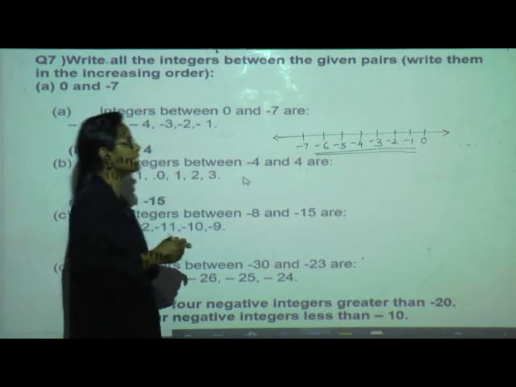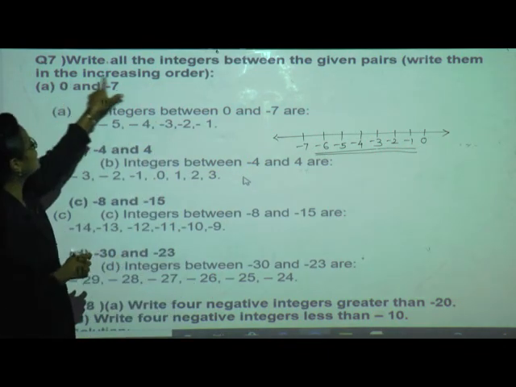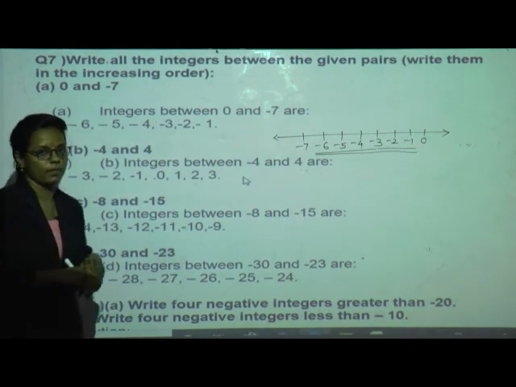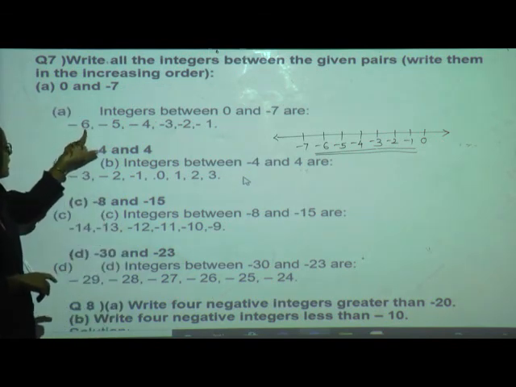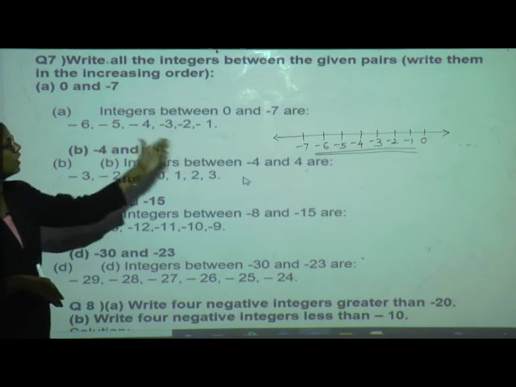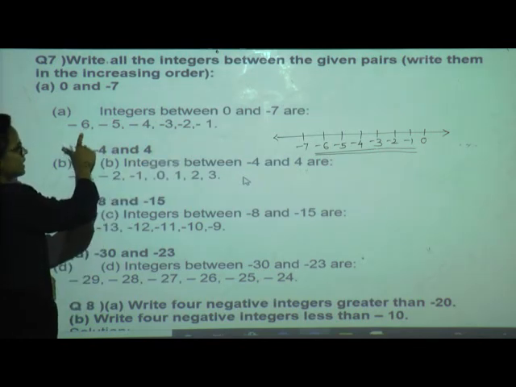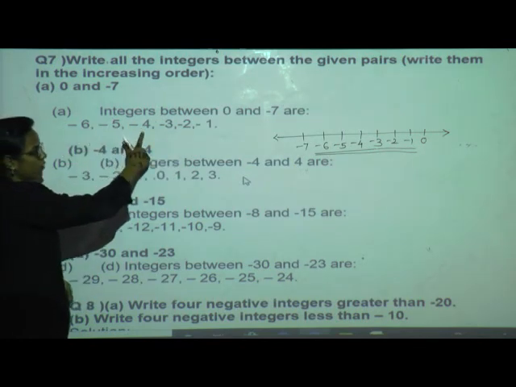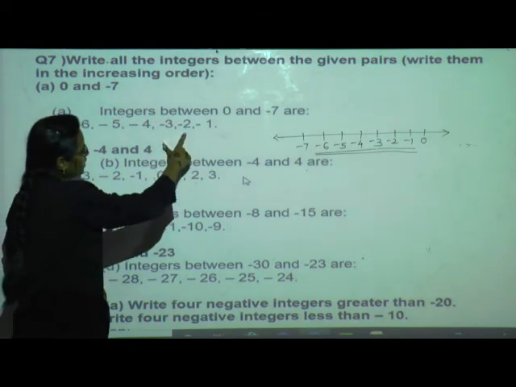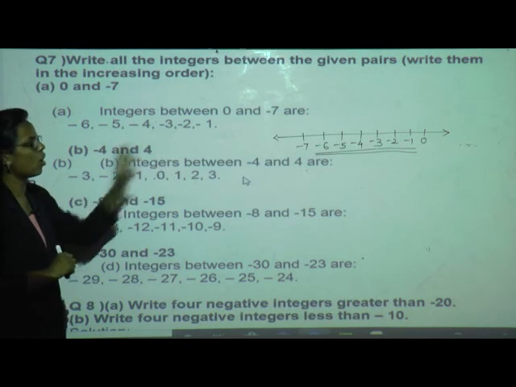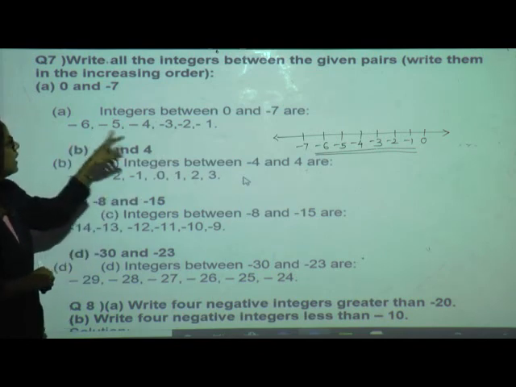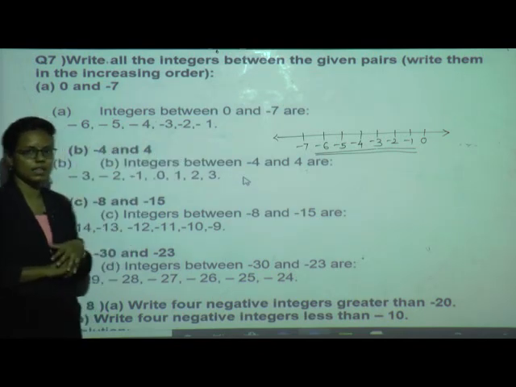But in the question it is asked, we have to write this in increasing order. So minus 6 is small, so increasing order will come in reverse. So minus 6, minus 5, minus 4, minus 3, minus 2 and minus 1. This is the increasing order, and the integers between 0 and minus 7 are these.